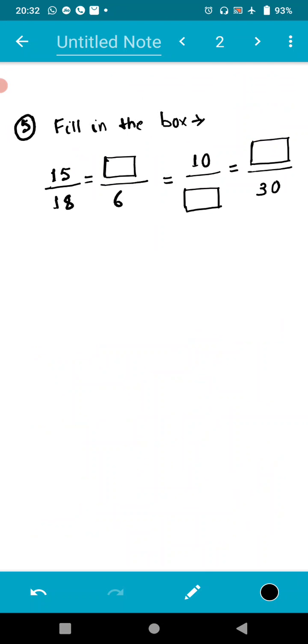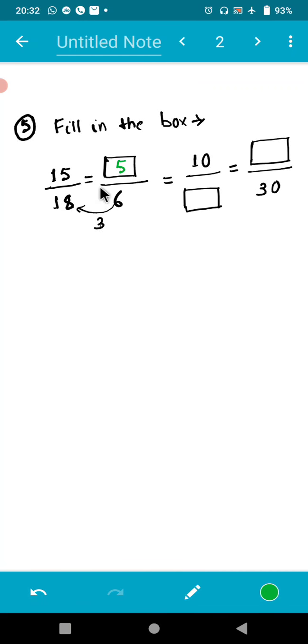So here is your question number 5, and what you have to do in question number 5, you have to fill in the box. First of all we'll come to this part. Now you see, if you compare these two numbers, 6 into what is 18? 6 into 3 is 18. Now we can also say that 3 into 6 is 18. Now 3 into what is 15? So 3 into 5 is 15.